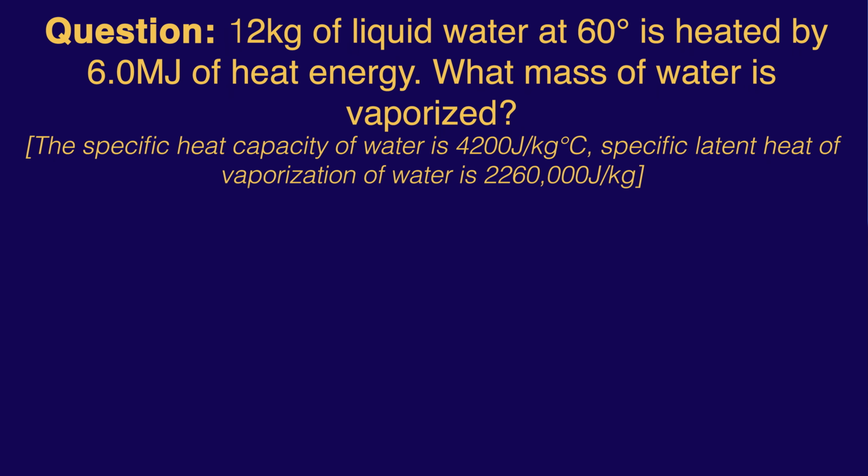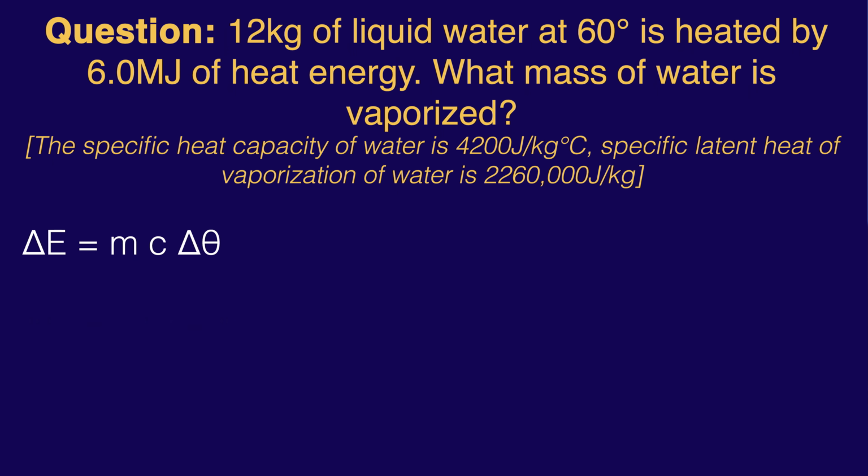Right, here's the 6-mark exam question example. 12 kilograms of liquid water at 60 degrees C is heated by 6 megajoules of heat energy. What mass of water is vaporized? The specific heat capacity of water is 4,200 joules per kilogram per degree C, and the specific latent heat of vaporization is 2,260,000 joules per kilogram.